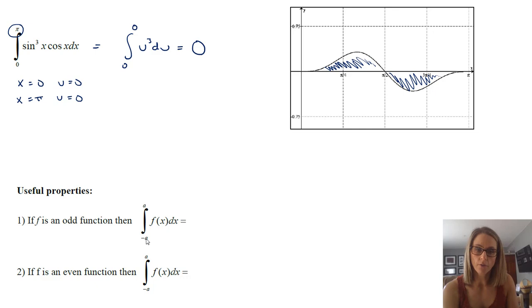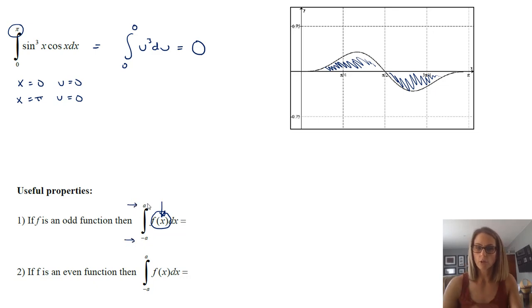If f is an odd function, so notice we're going from if f is an odd function. So the first thing that has to happen is this has to be an odd function. So you have to be able to show that that is odd.